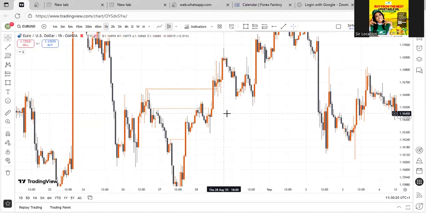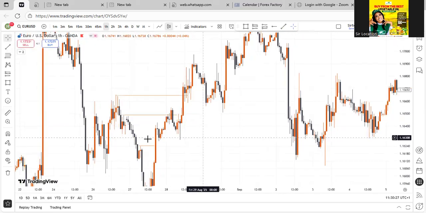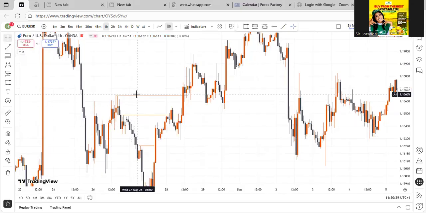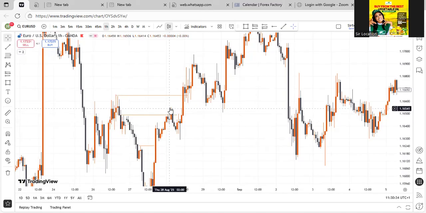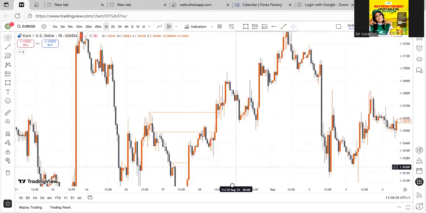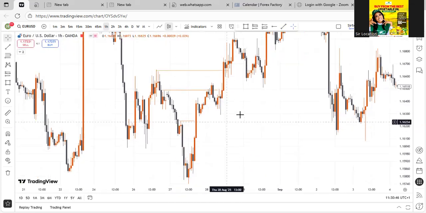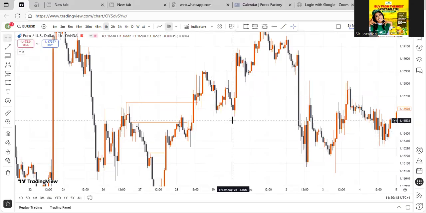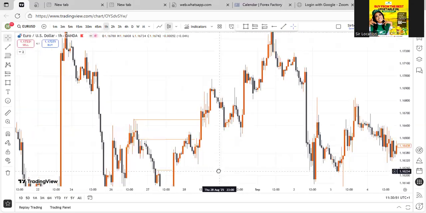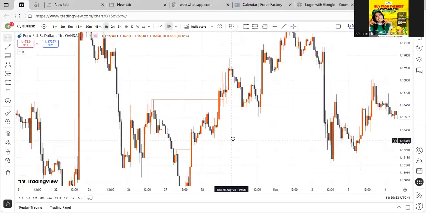Now, I have two entry patterns. One is the breaker block, one is the order block. Looking at this level, this is a breaker block, this is a breaker block, this is a breaker block, this is an order block. Now, if I'm trading and I'm looking for entry at this pattern. Like I said, this video is all about following the immediate trend in the market, especially when you understand the current trend in the market.